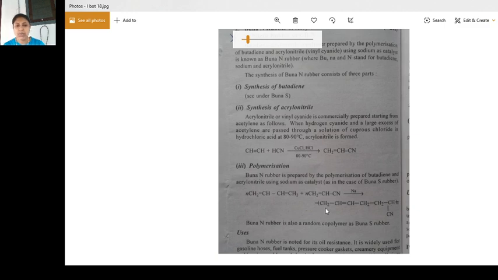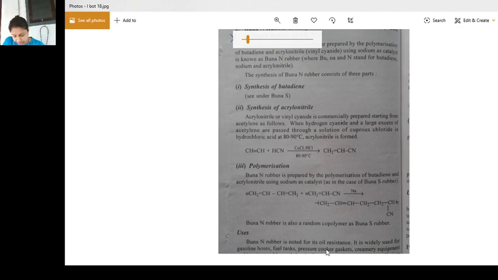That is CH2 double bond CH, CH double bond CH2, when it reacts with another molecule, CH2 double bond CH, CN, forming a polymer like this: CH2, CH double bond CH, CH2, CH2, CH, CN, n times. Okay. Then its uses.